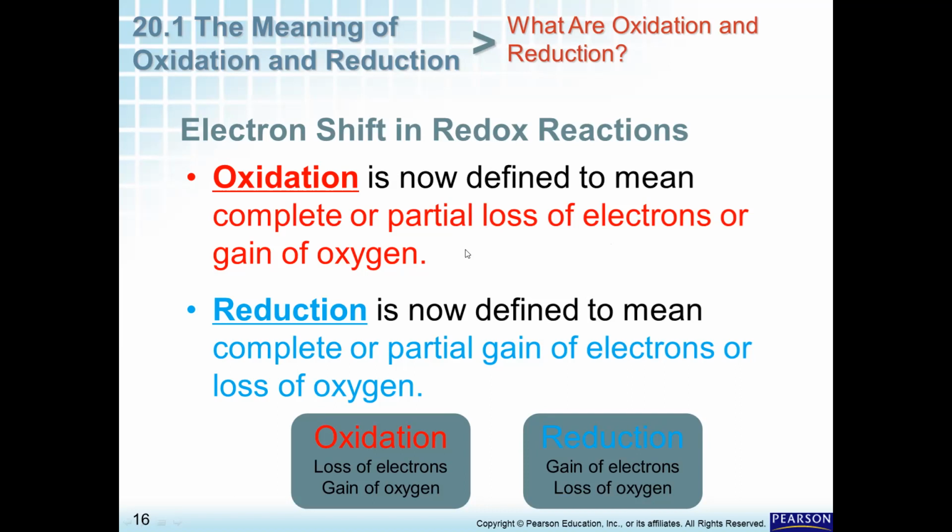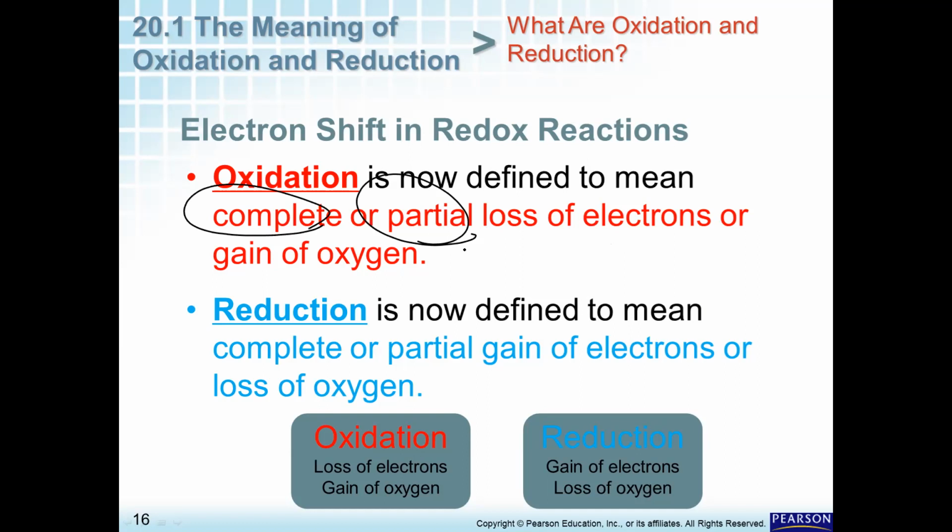That is polar bonds. Whenever you have a polar bond, if you still remember what a polar bond means, when you have two atoms with different electronegativity, the electrons will be shifted toward the most electronegative one. And that is the meaning of a partial loss. Complete loss, of course, is the complete transfer of electrons.